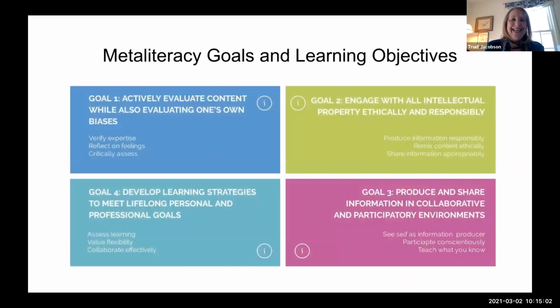Thanks. And then here are the learning objectives. I just wanted to put these up. I'm not going to really talk about them much, but these are the goals. And under the goals, there are a number of different learning objectives, and a few are listed for each of them. But all of these sort of drive meta-literacy and ways that it can be incorporated in a learning experience.